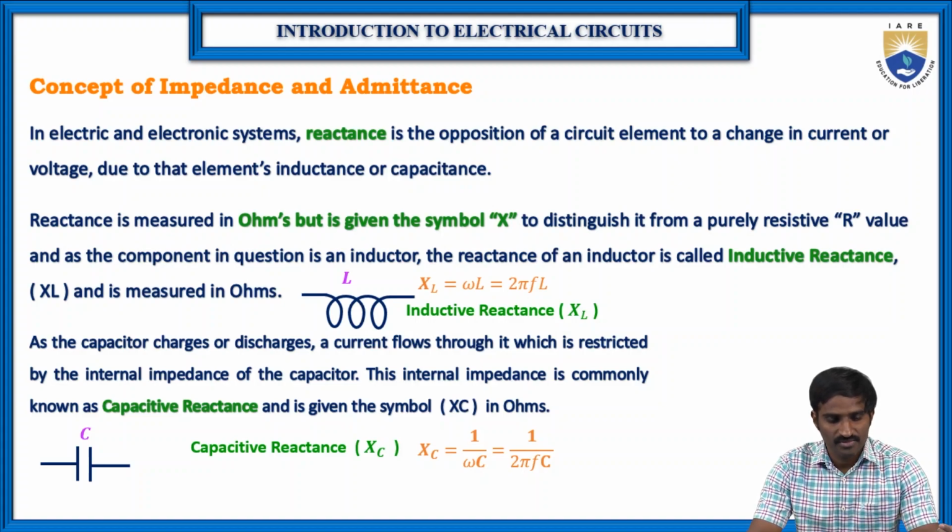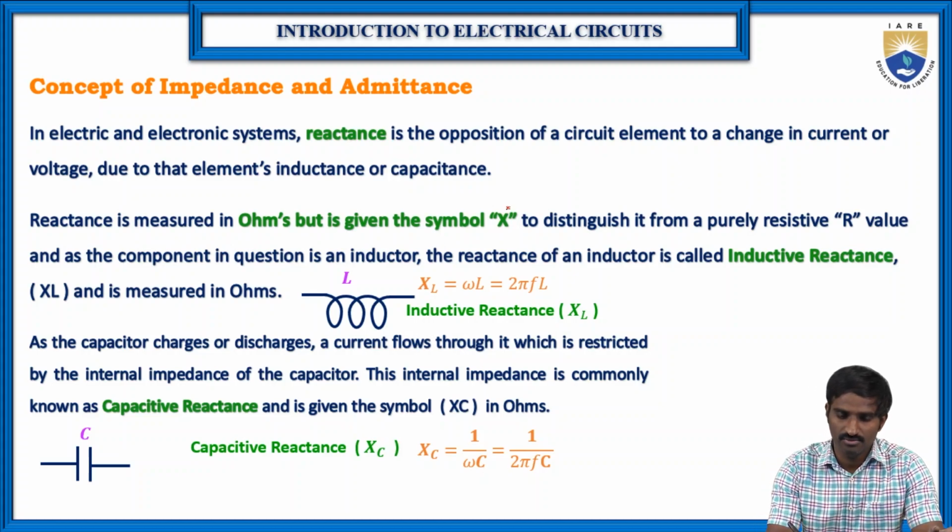As mentioned here, in electronic or electrical systems, reactance is the opposition of the circuit elements to a change in current or voltage, due to inductors or capacitors. If it is due to inductors, we call it inductive reactance, and if it is due to capacitance, we call it capacitive reactance. The unit for reactance is again the ohm, for both inductive and capacitive reactance, but commonly we just call it reactance. The symbol we use to represent reactance is X, because a resistor is R, an inductor is L, and a capacitor is C.